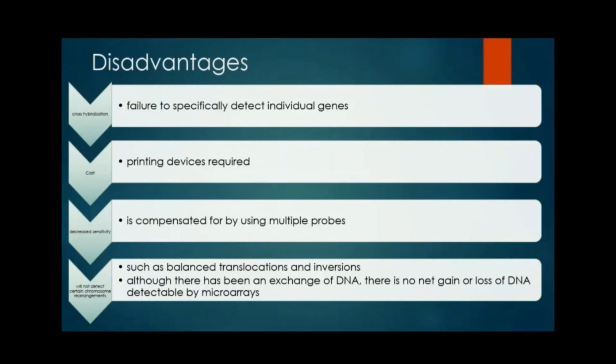Some microarrays cost more than the rest because some require more materials to carry out their specificity. Now, the fourth one is that microarray analysis will not detect certain chromosome rearrangements such as balanced translocation and inversion, because although there has been an exchange of DNA, there is no net gain or loss of DNA detectable by microarrays, and much research has been done to prove this point.